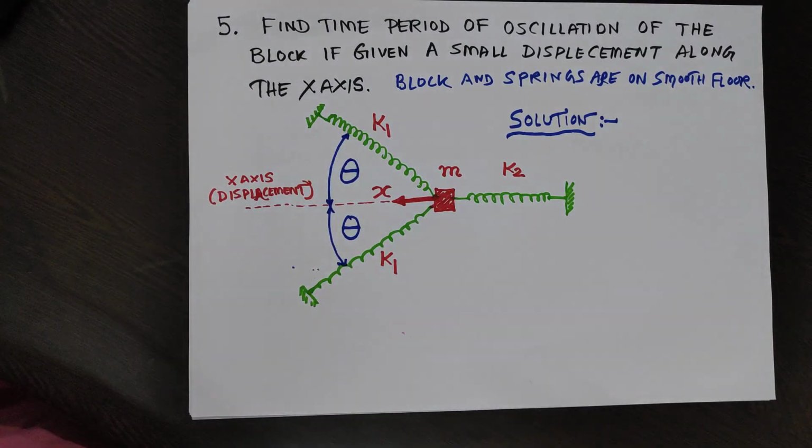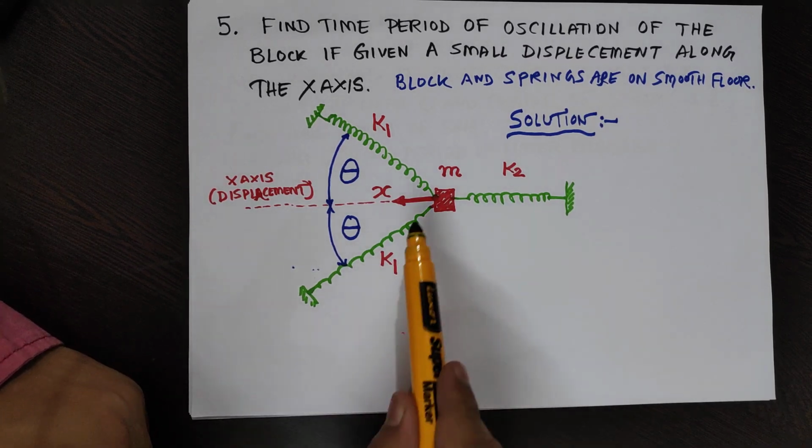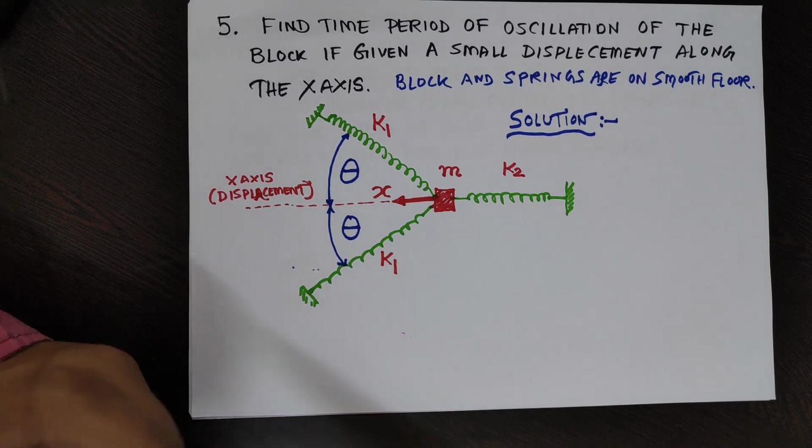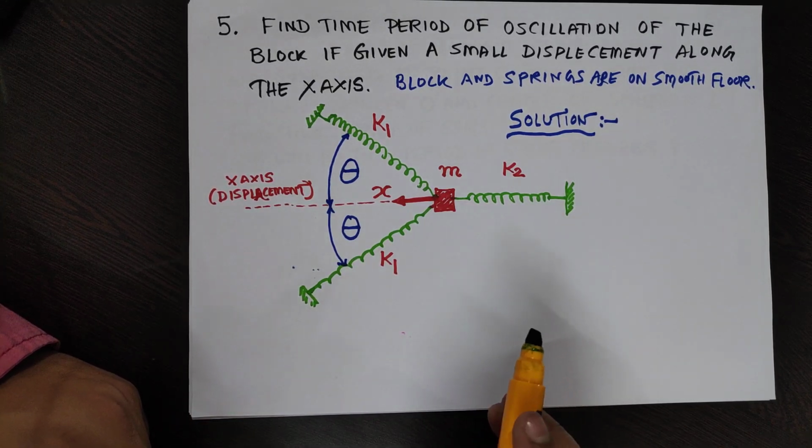Let's move on to the next problem. Find the time period of oscillation of the block if given a small displacement in the x direction. So this is the x direction. Okay. And it's given that block and springs are on smooth floor.